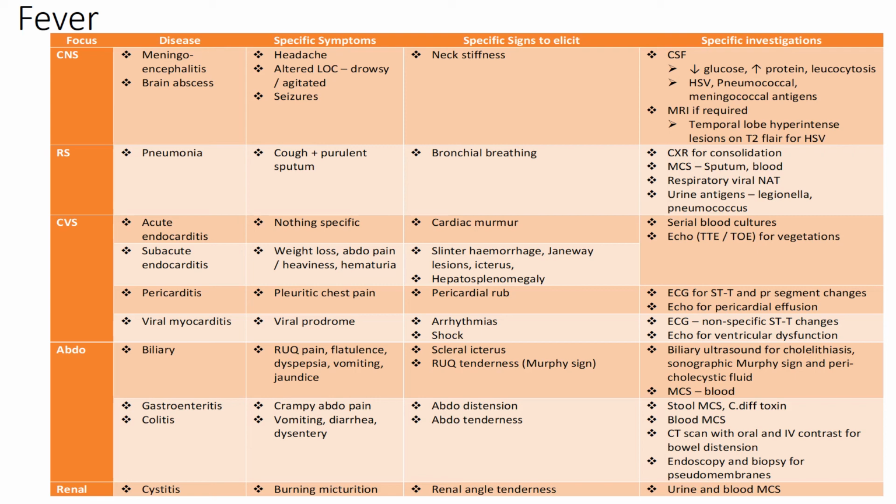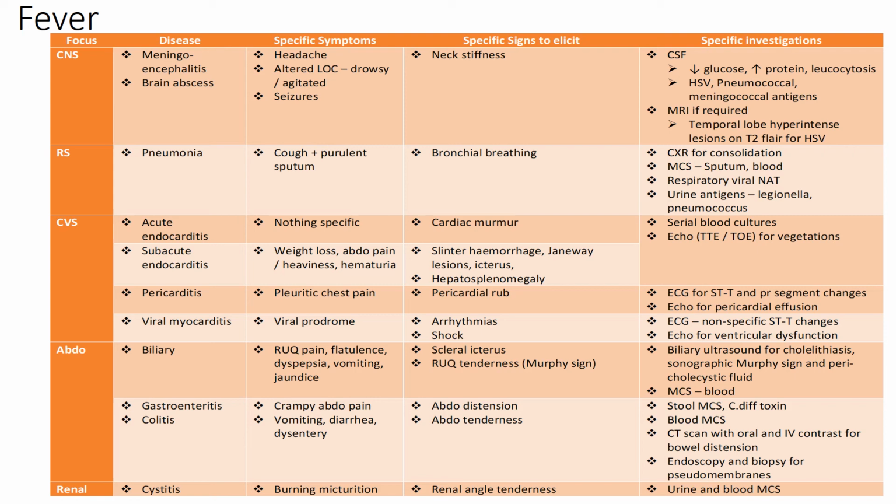Okay, so for a head to foot, let's talk about this. From the head to the foot, you have the neurological system, respiratory, cardiovascular, abdominal, then the renal system, and then you have, I think, skin and soft tissue and all that, which I haven't pasted here.